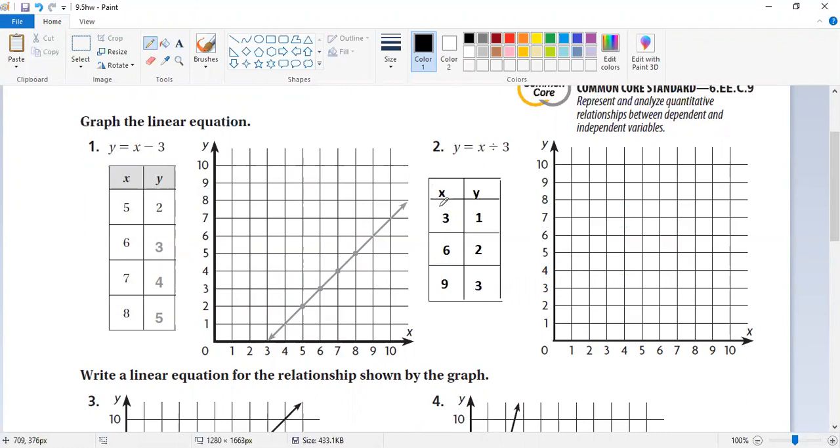Okay, so let's draw the graph. So when X is 3, Y is 1. So the point is going to be here. So 3 and 1, the point will be here. Then when X is 6, Y is 2. So 6 and 2, it's going to be here. Then when X is 9, Y is 3. That's going to be here. Okay, now use your ruler and try to draw the line straight.